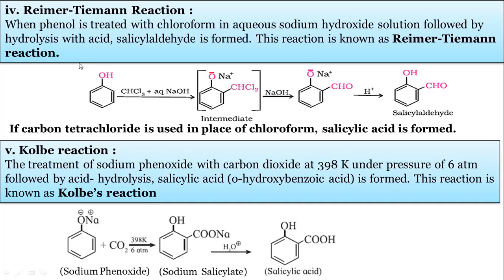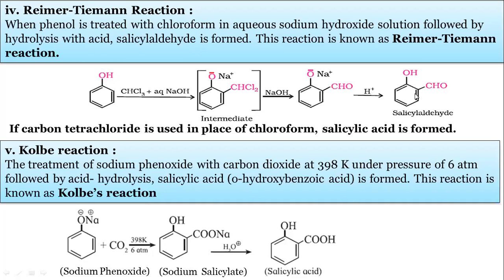So what is the reaction? I will explain. When phenol is treated with chloroform, and aqueous NaOH, we first get an intermediate. In this intermediate, sodium phenoxide is formed, and at the ortho position, CHCl2 is attached. When this intermediate is hydrolyzed with NaOH, we get the aldehyde. And with acid hydrolysis again, we get salicylaldehyde.